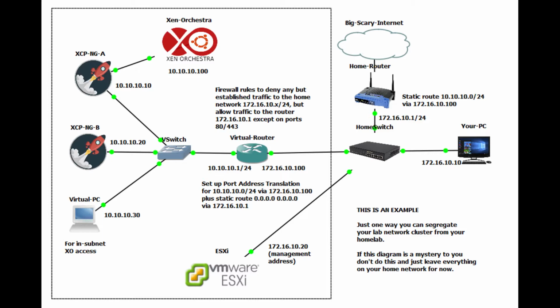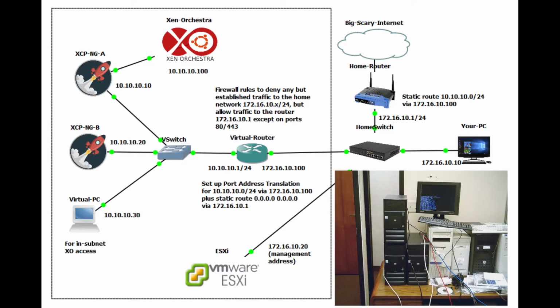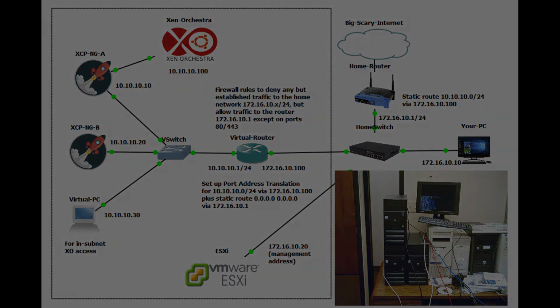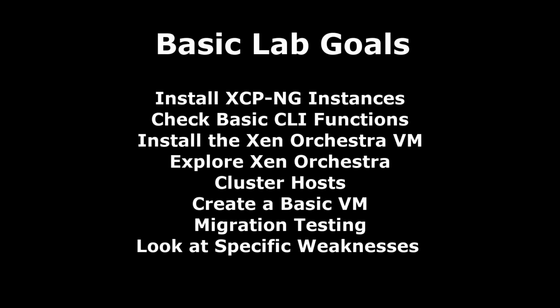Or if you have a server like this, just throw a simple virtual router into a VM and then create access lists to isolate this lab from your home network if you want. I'll take a look at some of the basic features of the XCP-NG hypervisor and confirm that they work from the command line. I'll install the Xen Orchestra control software in a VM on one of the XCP-NG hosts, and we'll take a look at its capabilities and limitations.